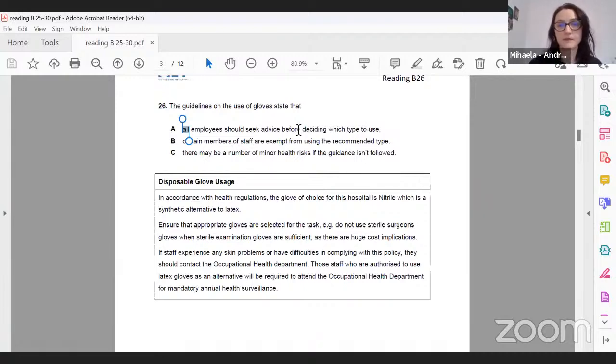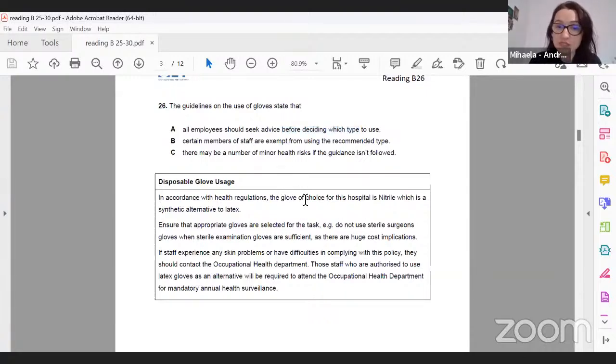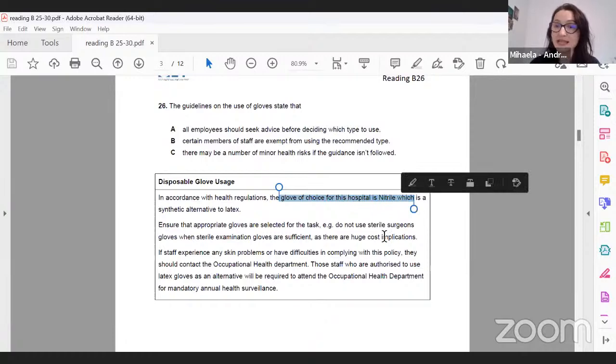Also, who gets to decide which type of glove to use? Every staff member individually, can they decide? No, they can't. They have to choose the glove which is the standard glove. So nobody makes a decision really. They have two choices and that's it. Good. So our correct option is option B. Let's move to the next one.